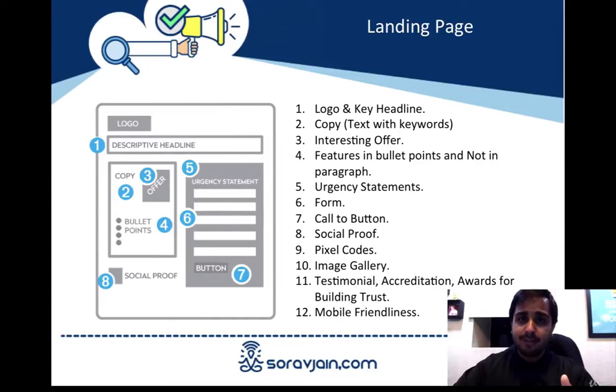You need to have a form in place, a form which basically makes the person fill in their details. It is suggested that you have simple forms with not many questions being asked. So name, phone, email, and designation is a good standard, or probably city if you want. You need to have call to action buttons. You need to have social proof, pixel codes, image gallery, testimonials, accreditations, awards for building trust, and mobile friendliness. These are some of the important factors, the key ingredients that make an amazing landing page.